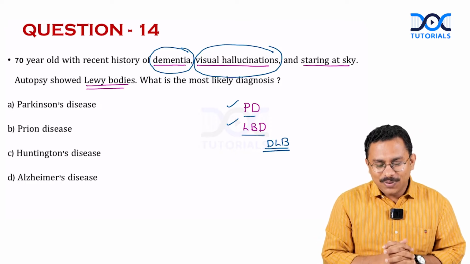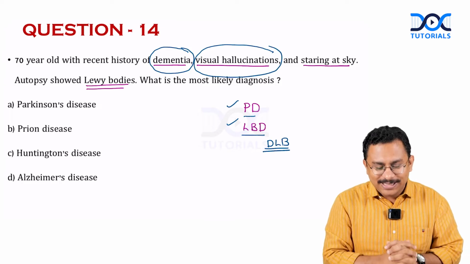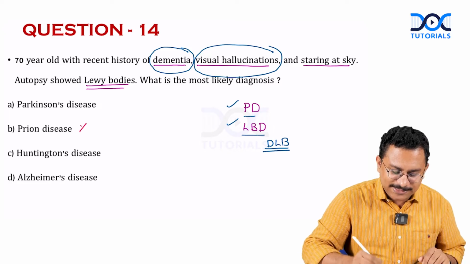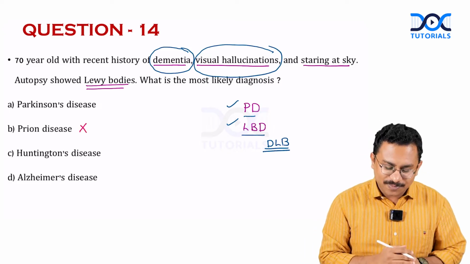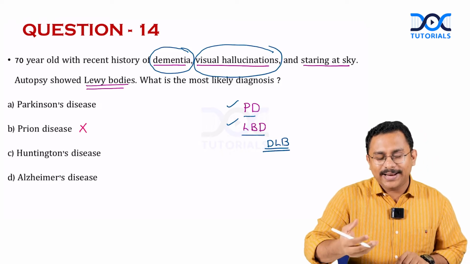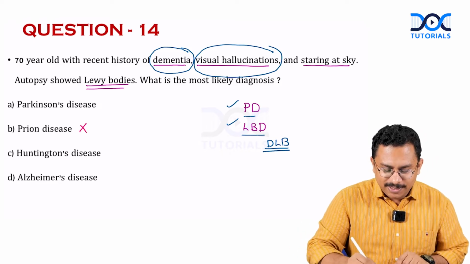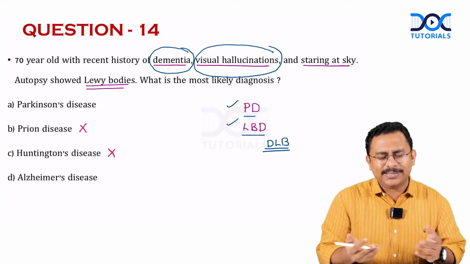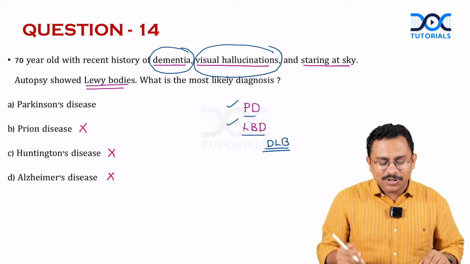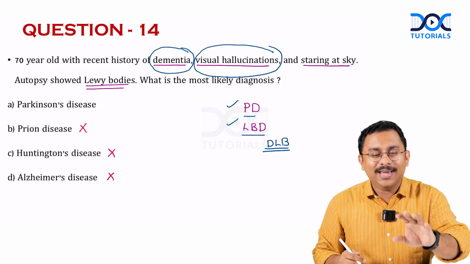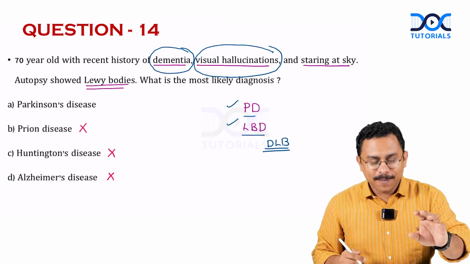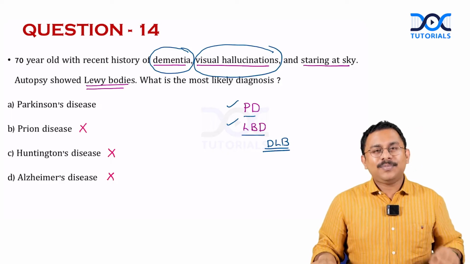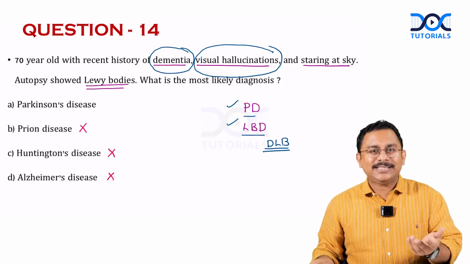Now, what else can this be? If you look, prion disease is not a disease where you get Lewy bodies. The history is not that of a rapidly progressive dementia. Huntington disease also is not common to see these symptoms, and it's not a Lewy body disease. Alzheimer's disease is also not a Lewy body disease. So the only condition given in the options which is going to have Lewy bodies in autopsy will be Parkinson's disease. But let me tell you, I am very, very surprised at this question.